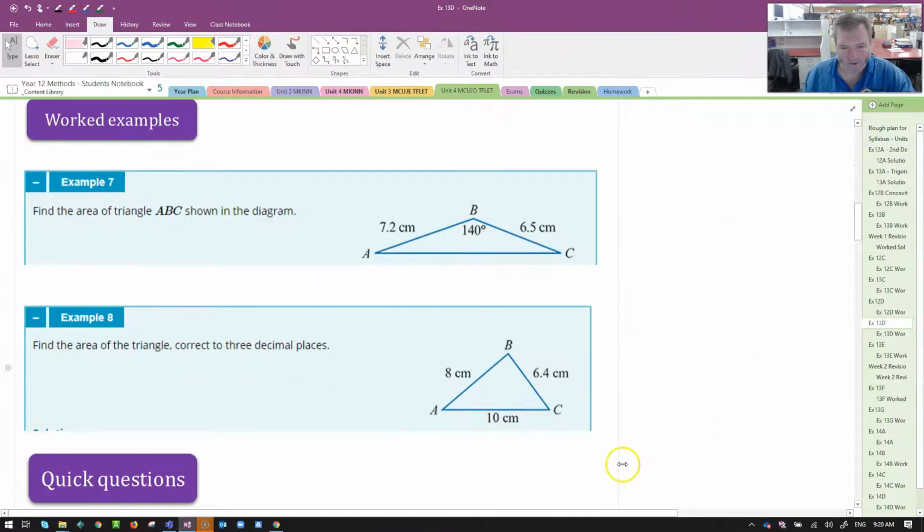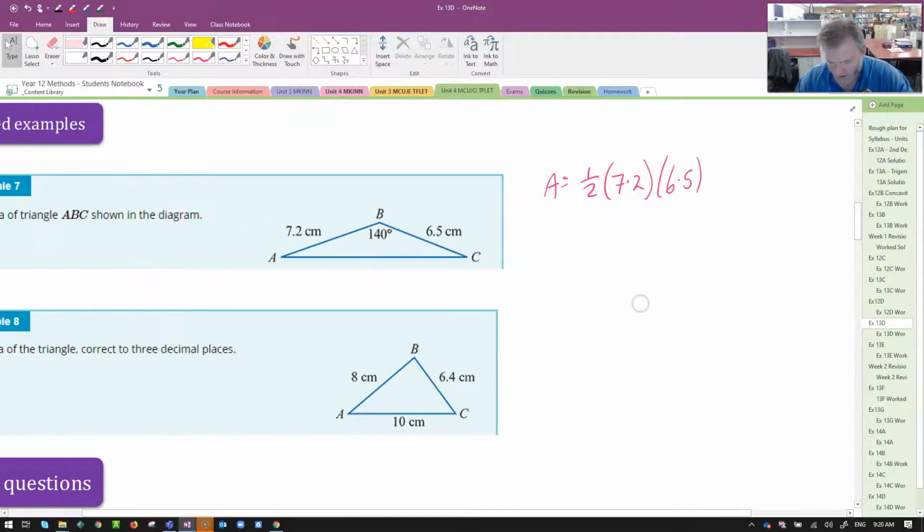Quickly looking at how an example would work with this. Find the area of the triangle. Well, the area of this triangle is going to be 1/2 times 7.2 times 6.5 multiplied by sine of 140. Now I'm going to put approximately equals because I am going to use the calculator to tell me the sine of 140. It's not one of our nice angles that we should know an exact value for.